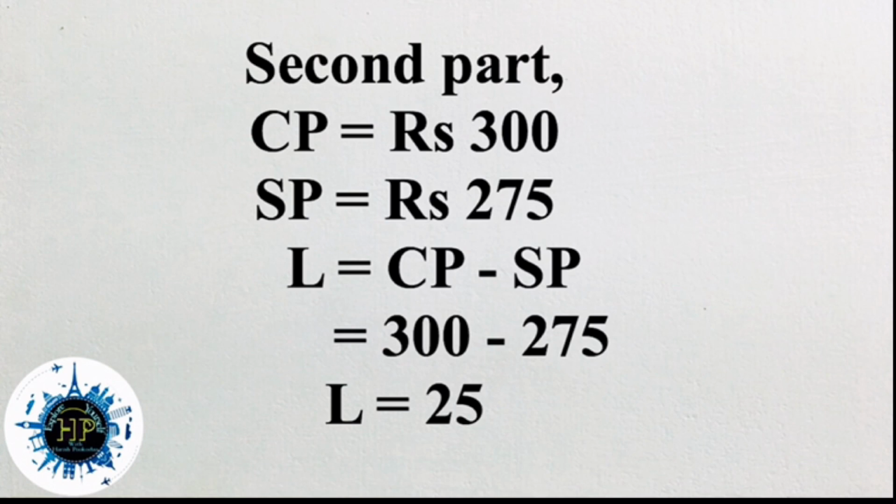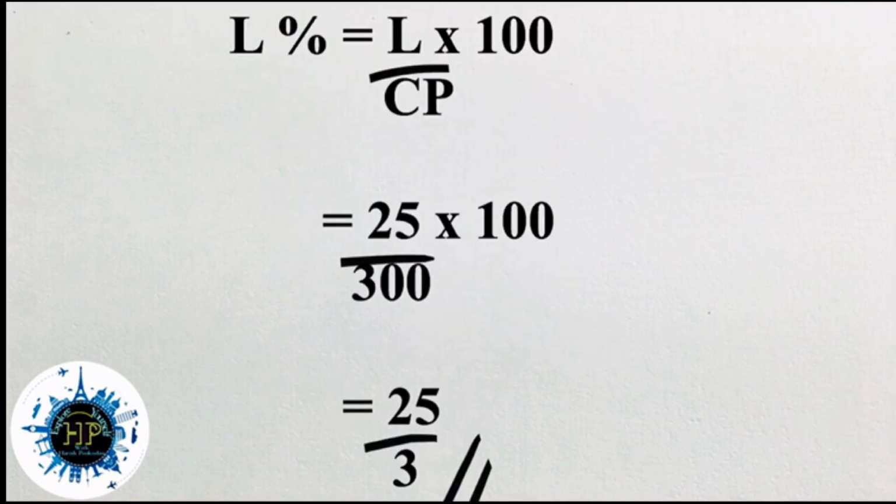So loss is equal to cost price minus selling price, that is 300 minus 275. So the loss is 25. Now we can move to the next step, where we need to find the percentage. They were asking what percentage loss or profit. That means we need to find the percentage. Here it is a loss, so we find the loss percentage.